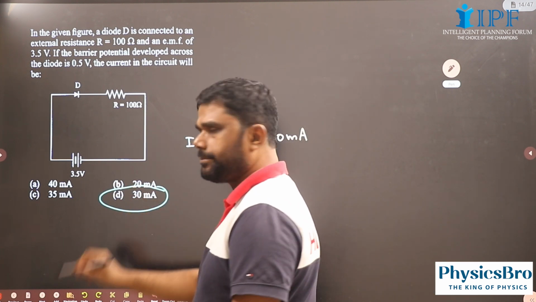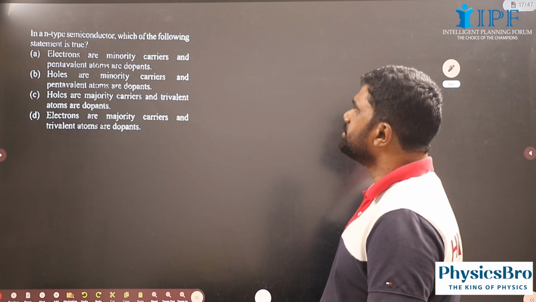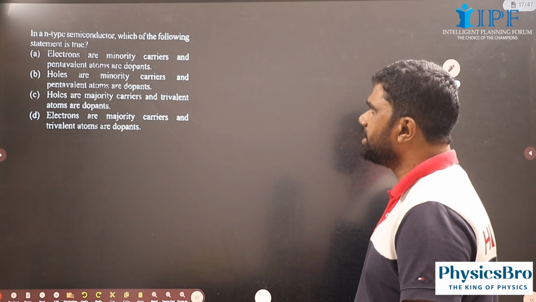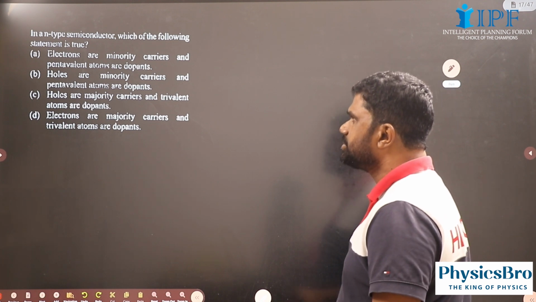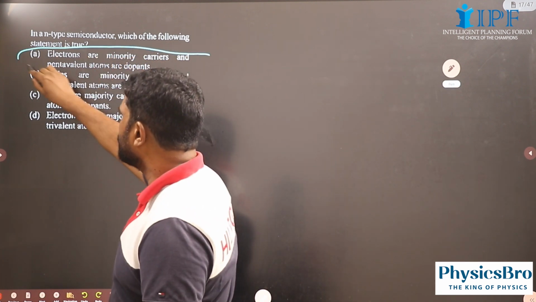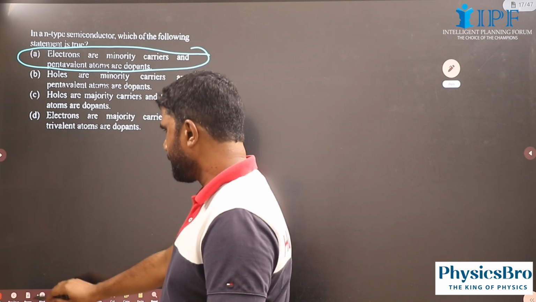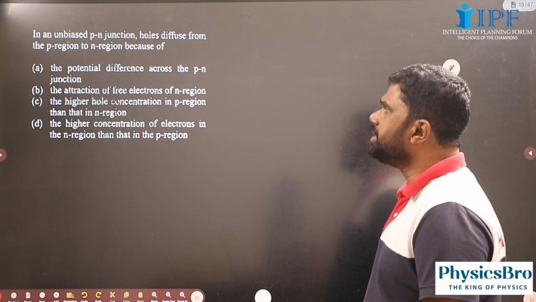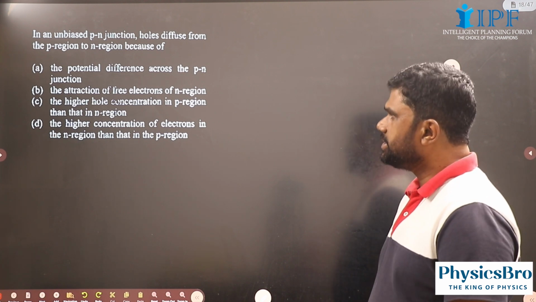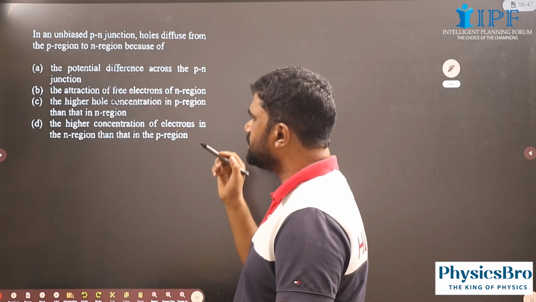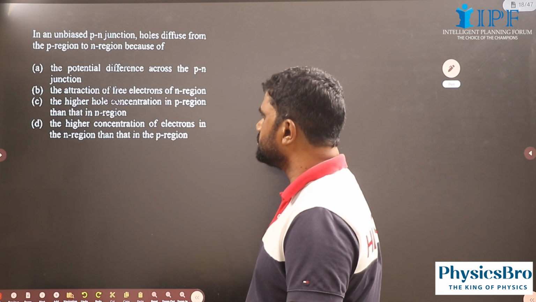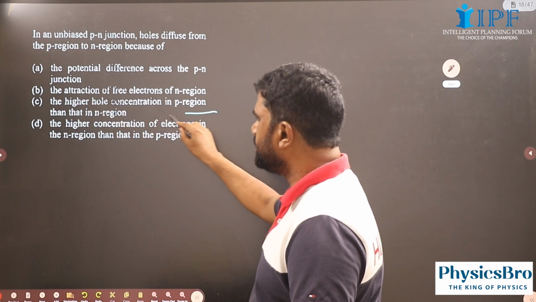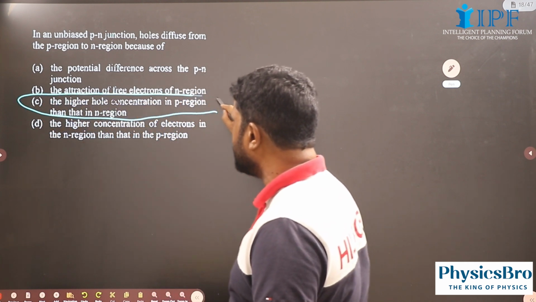Next, in an n-type semiconductor, which of the following statements is true? Electrons are majority carriers and pentavalent atoms are dopants. That is true. Okay. Next, in an unbiased PN junction, holes diffuse from P region to N region because, see the potential difference across the PN junction, that's wrong. The attraction of free electrons in the N region, that's wrong. The higher hole concentration in P region than in N region, that is true.